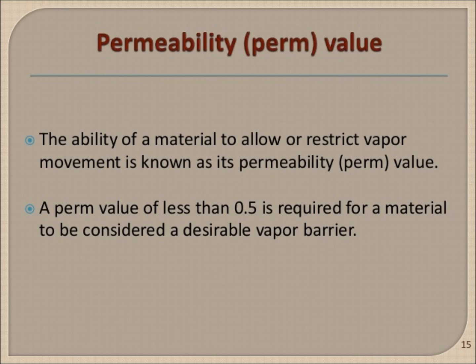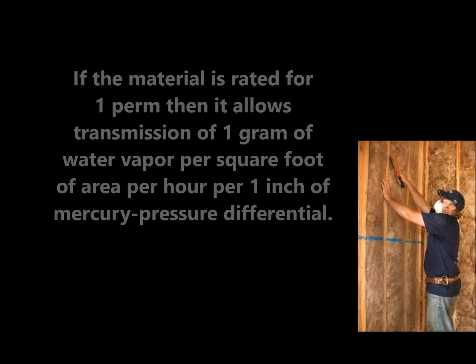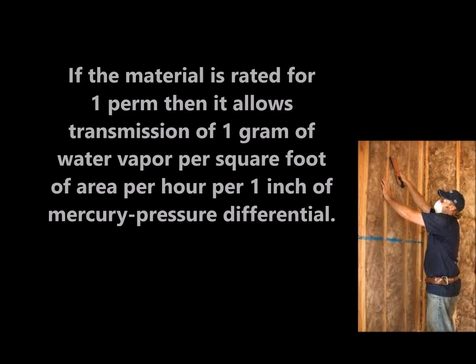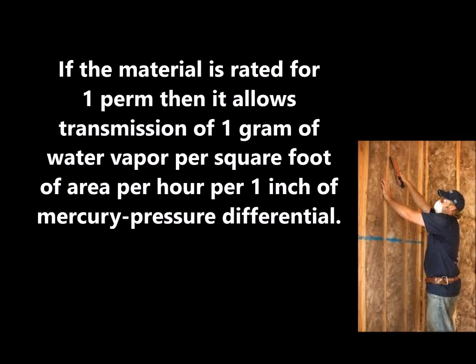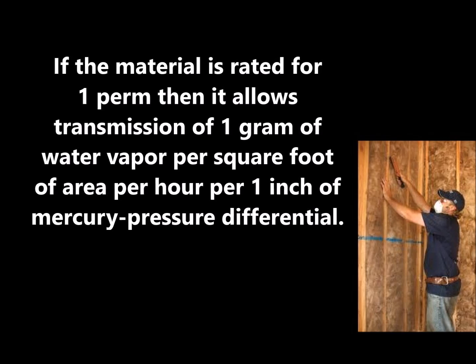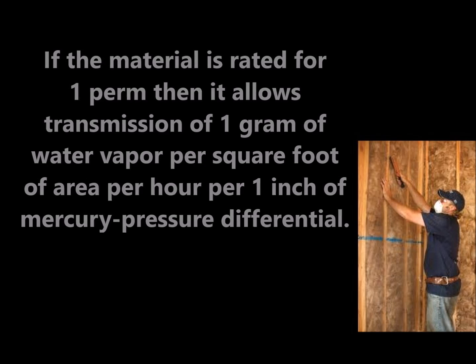As mentioned earlier in the program, if a material has one perm, then it allows transmission of 1 grain or gram of water vapor per square foot of area per hour per inch of mercury-based differential. So let me repeat that. It allows a transmission of 1 grain or gram of water vapor per square foot of area per hour per 1 inch of mercury pressure differential.